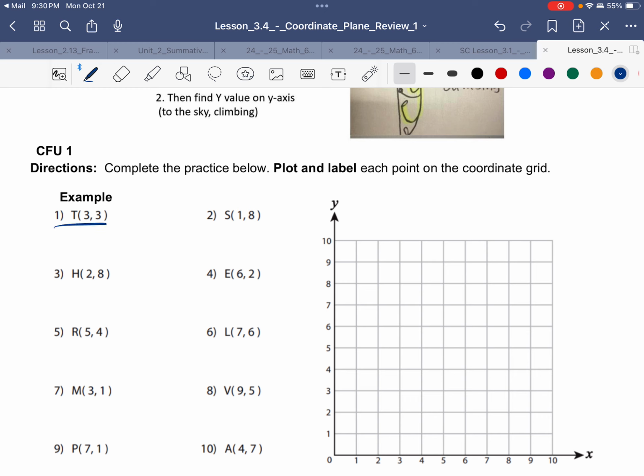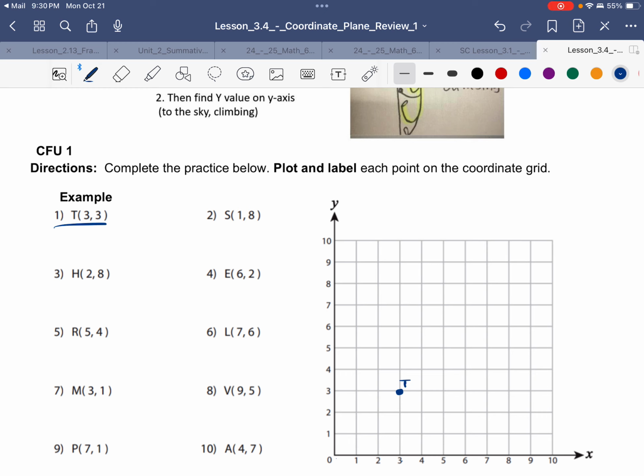This one here, T. We're looking for 3, 3. So you come over 1, 2, 3. I'm going to erase that so it doesn't stay there forever. And up 1, 2, 3. So that would be here, 3, 3. And how we would label that is you just put the name of it. That's point T right there. Okay, that's how you do that.